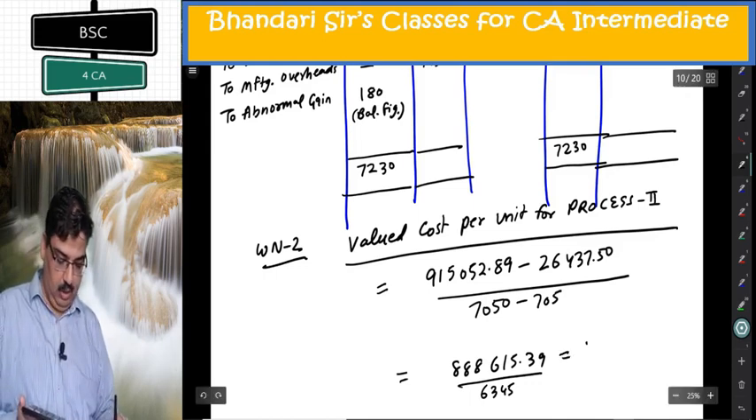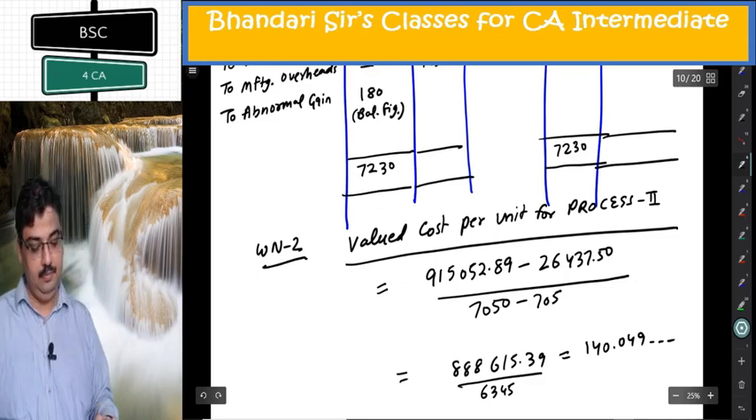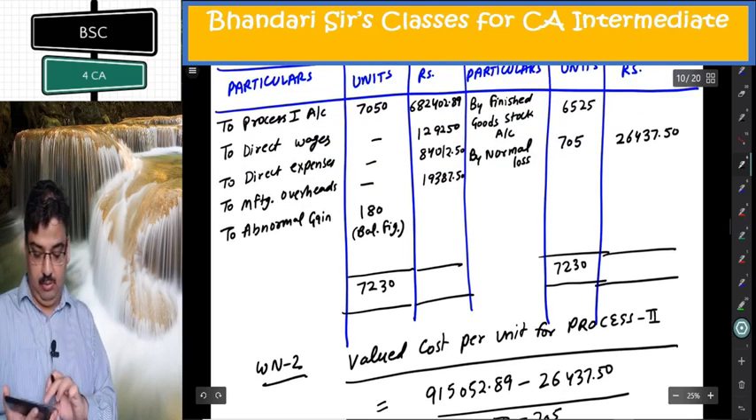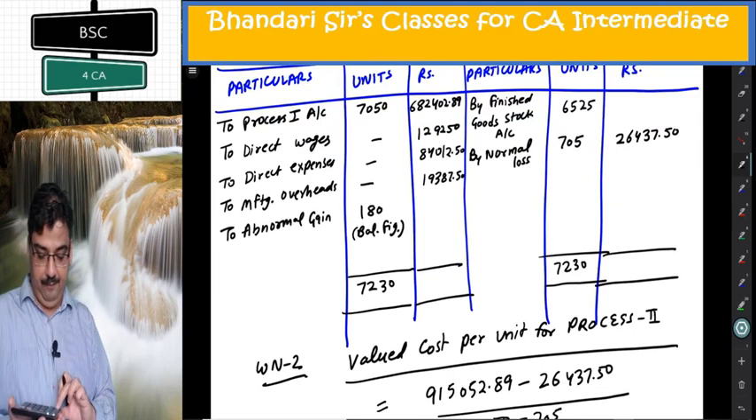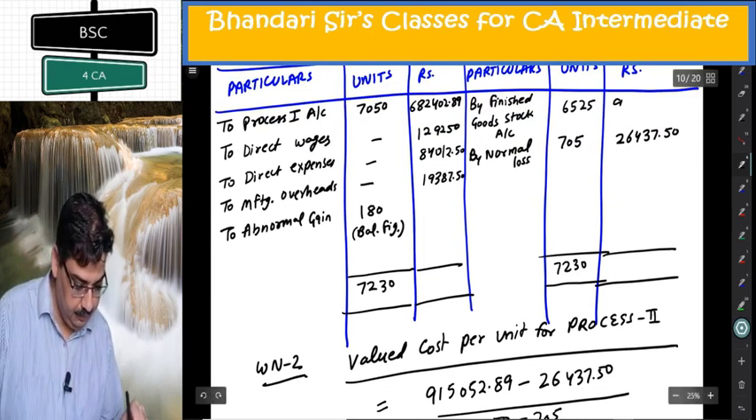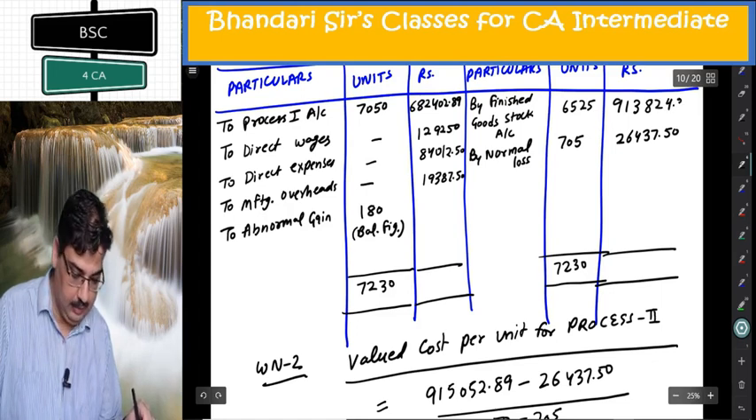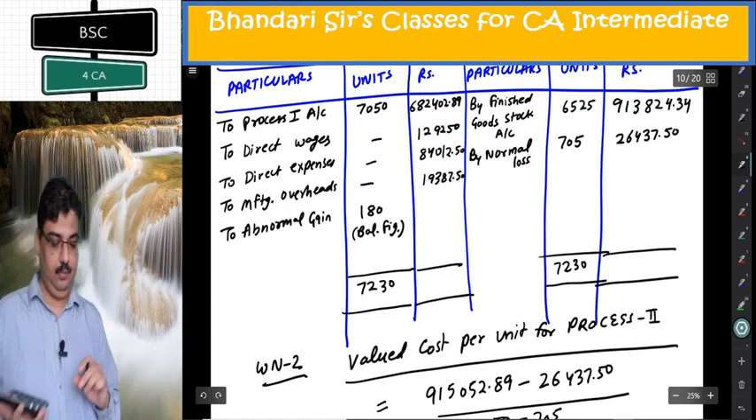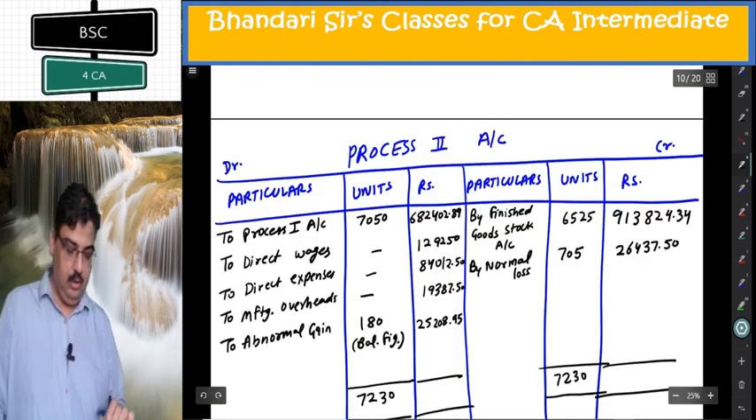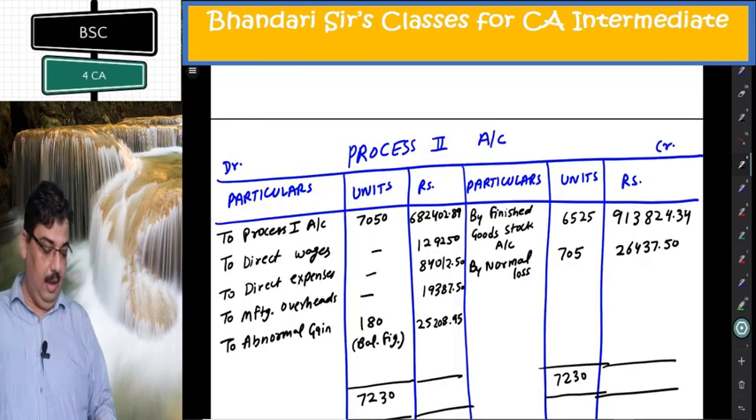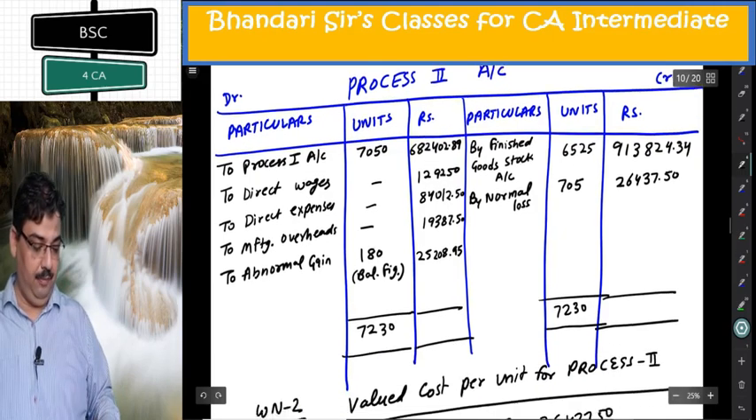What I am getting is 140.049... If I multiply this with 6525, I am getting here 913,824.34. And for the abnormal gain, 25,208.95.